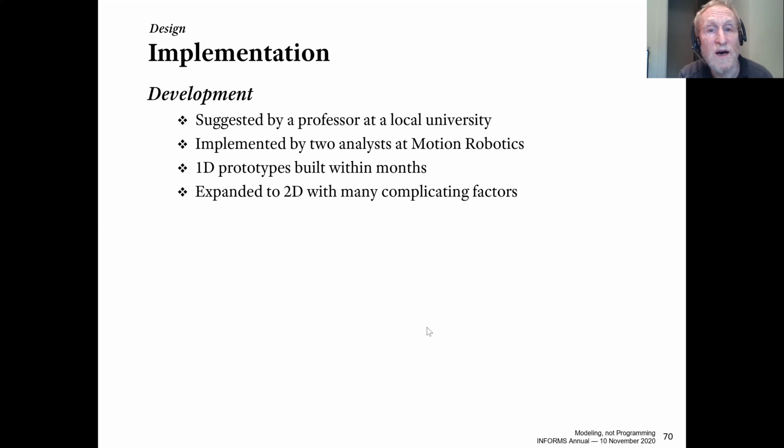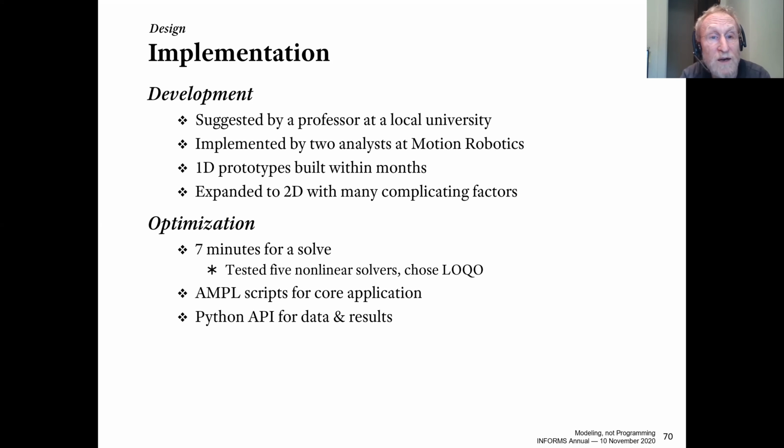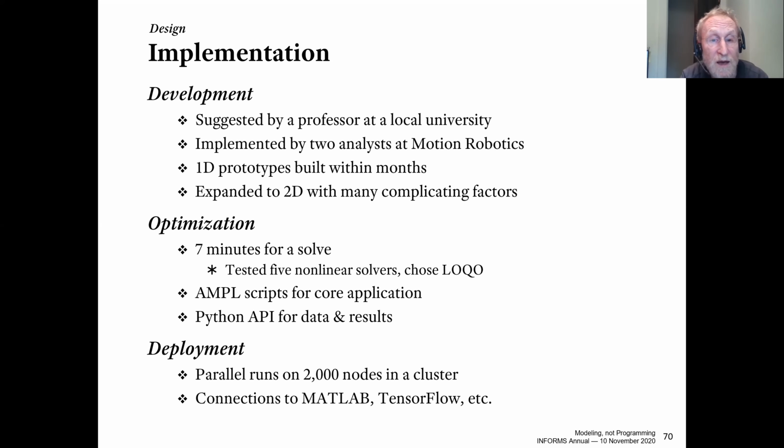For the implementation, again, it was suggested by a professor at a local university, but it was implemented by 2 analysts at Motion Robotics. It only took months to implement a first 1D prototype, which then encouraged them to expand to larger 2D models. And it doesn't take much time for a solve, given the preferred solver. They used the AMPL built-in scripting language for the core application, but then to connect it to other parts of their operation, they used the Python API. They do a huge number of runs on a compute cluster and have connections to other analytics and scientific software.